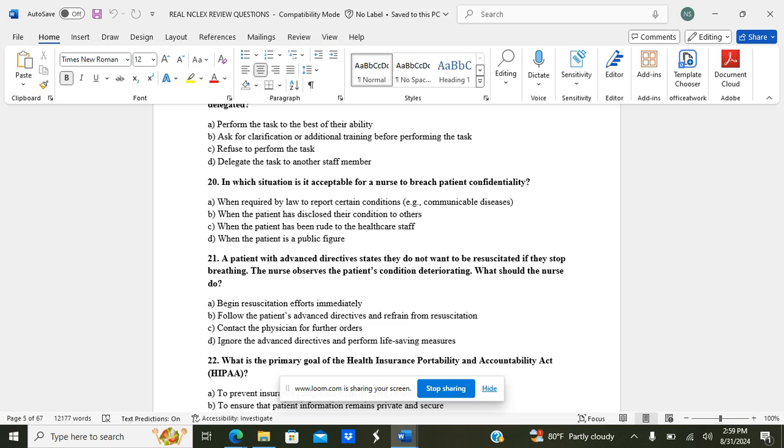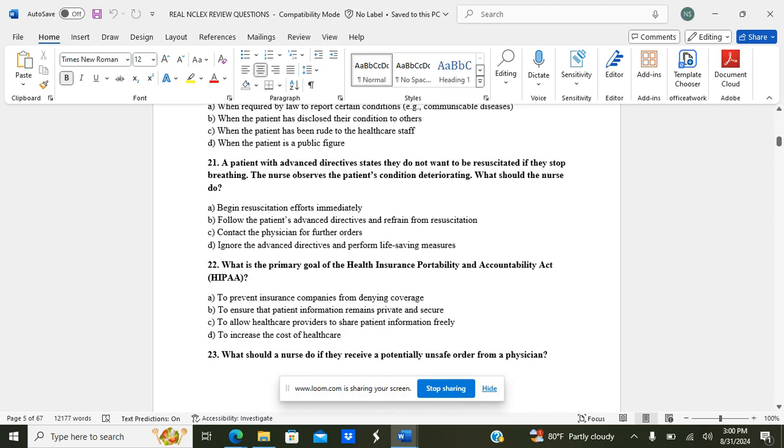No. See, when the patient has been rude to the healthcare staff, that doesn't make sense at all. D, when the patient is a public figure. No. What is the choice? The best choice is choice A, when required by law. If the law says you need to give the patient information, you have no choice. Okay? Because the law says that. Choice A is correct. Okay?